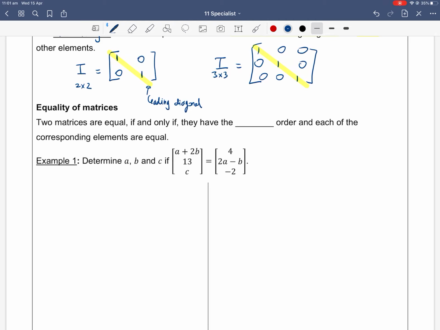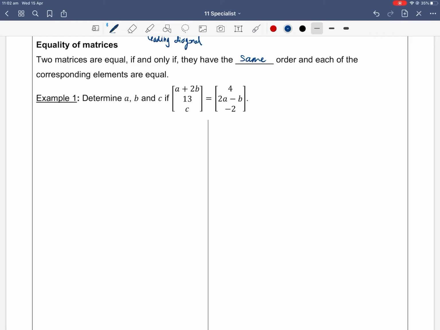Next, let's talk about the equality of matrices. How do we know when two matrices are equal? It's if and only if they have the same order, so if they're the same size, and each of the elements are exactly equal as well. For example, work out A, B, and C if these two matrices are the same. We have A plus 2B, 13, C, so a 3 by 1, and then this is also a 3 by 1.